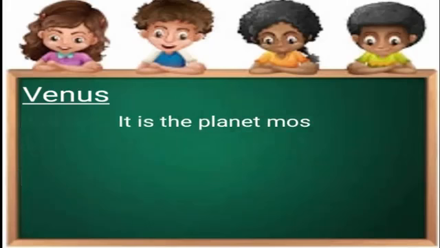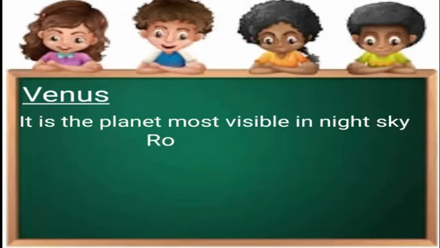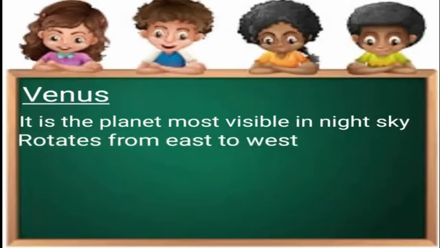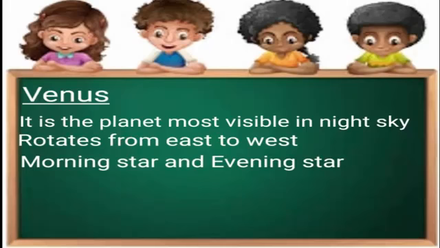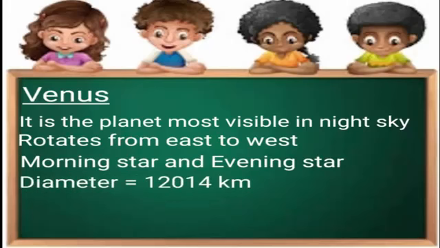It is the planet most visible in the night sky. Venus rotates from east to west, a special feature of this planet. The planet Venus has 2 names, morning star and evening star. Diameter of Venus is 12,014 kilometers.